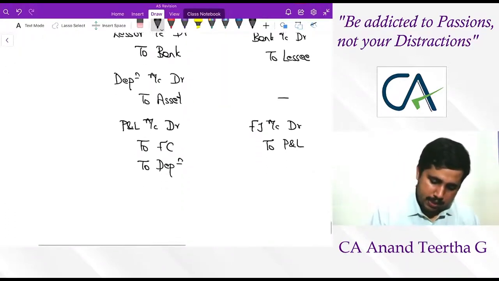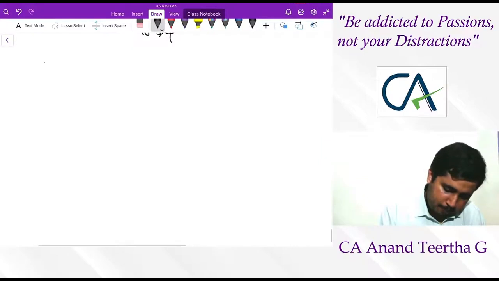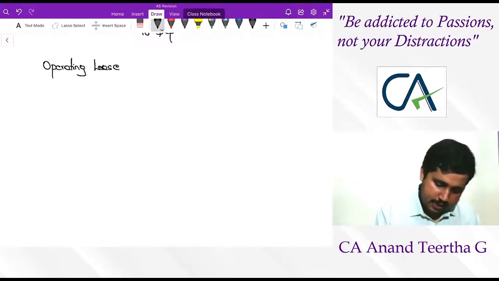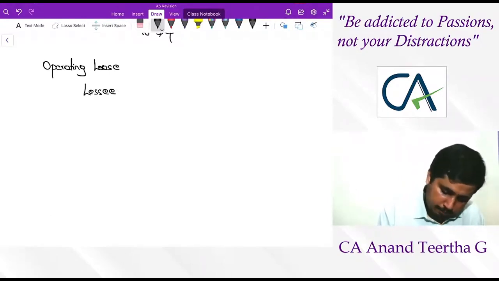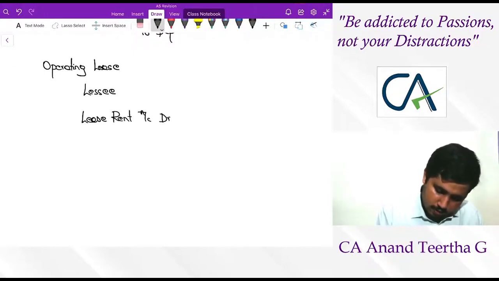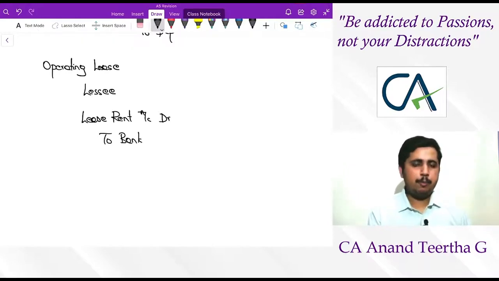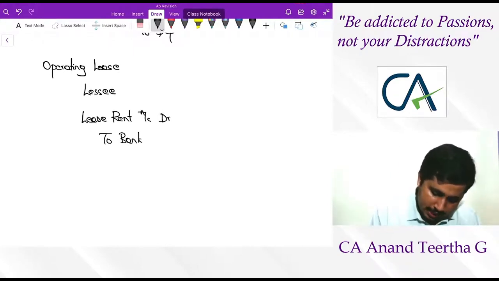Okay. Now, if it's an operating lease and it is lessee, the first entry will be lease rent account debit to bank for the payment of lease rentals. So lease rent account debit to bank if you directly pay it off, or else lease rent account debit to lessor account, lessor account debit to bank, because of ultimate payments, and this is an expense to me.